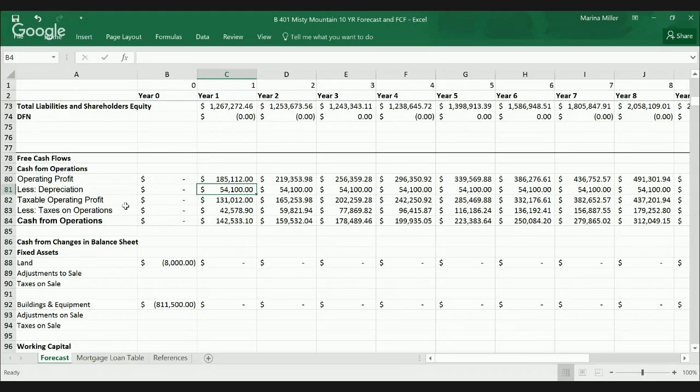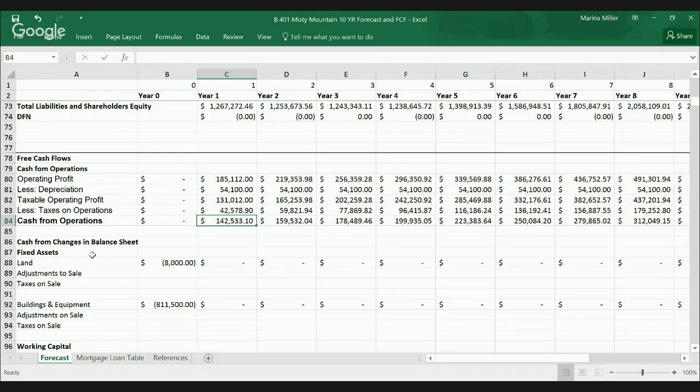The taxable operating profit is the operating profit minus the depreciation. And the taxes they're calculating using the current year's tax rate. And the taxes are subtracted from the operating profit, which gives us our cash from operations. And this is done for all 10 years.